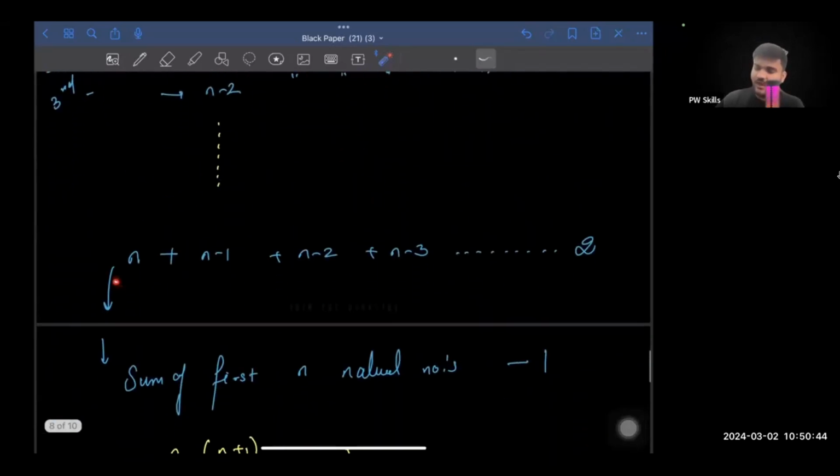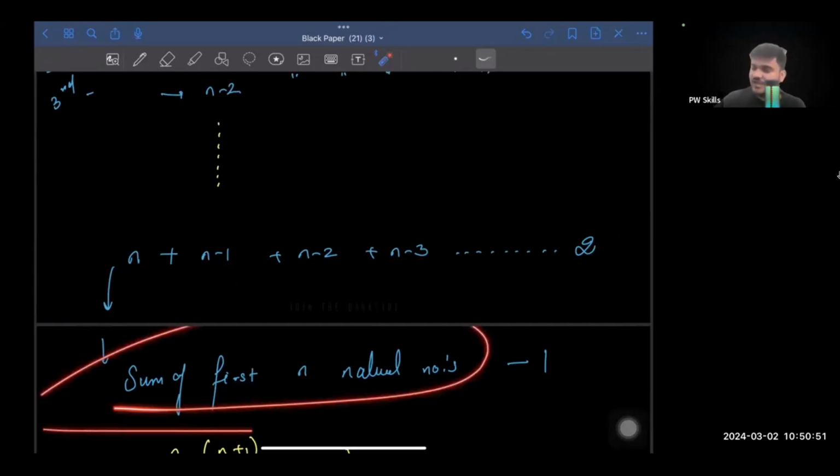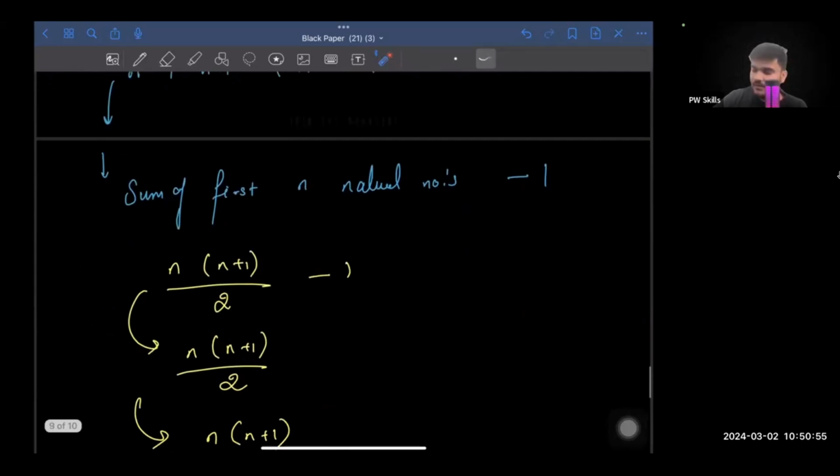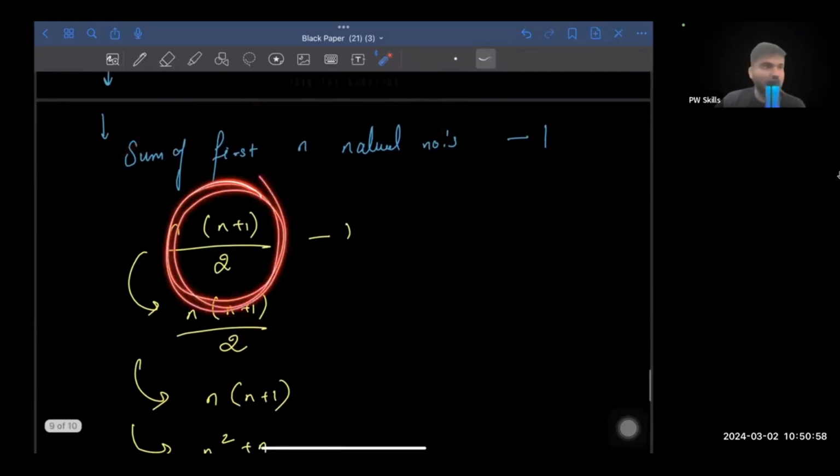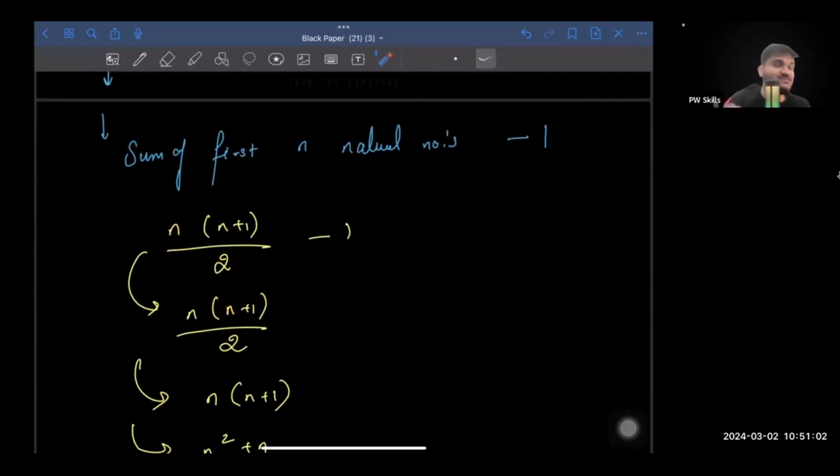So I just wrote it out. n iterations plus n minus 1 plus n minus 2 plus n minus 3, and so on up till 2. This series becomes the sum of n natural numbers minus 1. What is the sum of n natural numbers? n into n plus 1 by 2, minus 1. And you remember, we do asymptotic analysis. In asymptotic analysis, we avoid the lower degree terms and the constant terms. So minus 1 is a constant.